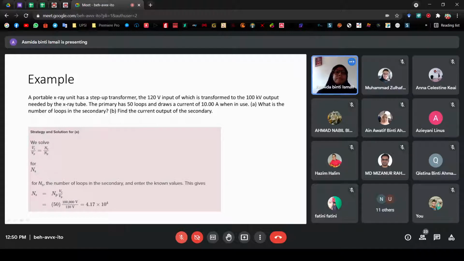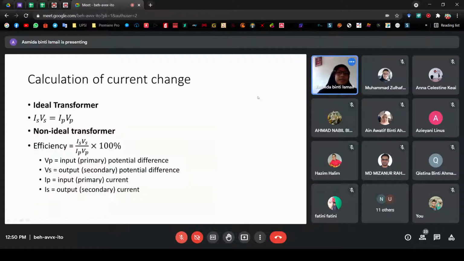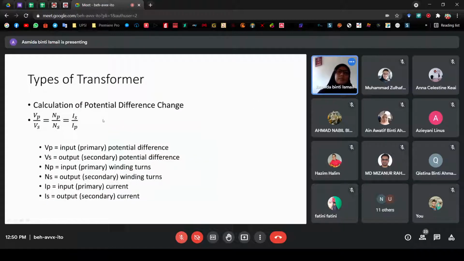Okay, so here we want to find what the Ns is. You find the Ns, you have the Ip, what is the Is? Okay, you can use this equation. Okay, this is the equation.